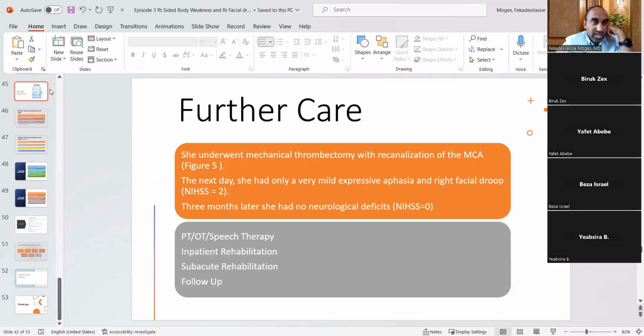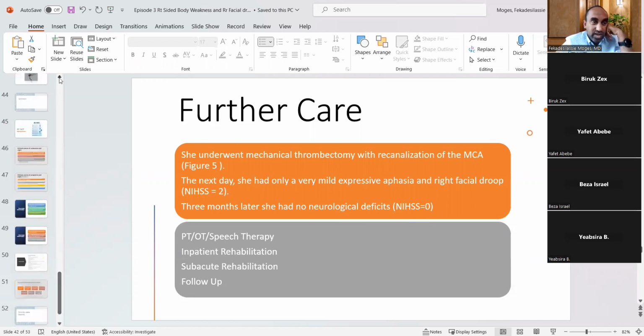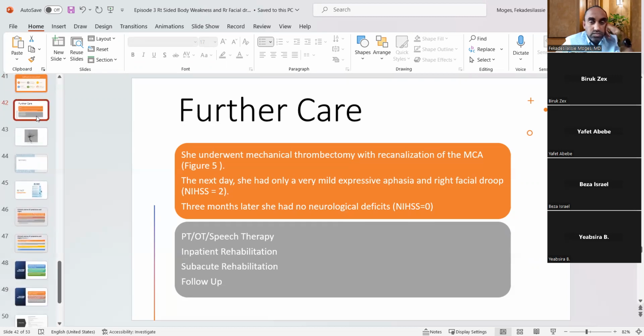I think there was one slide. I think there is. I will bring it. Sending her to a dedicated stroke center was beneficial because the interventional radiologist or the interventional neurologist can do mechanical thrombectomy. That's what they did. Endovascular intervention is possible other than the TPA.